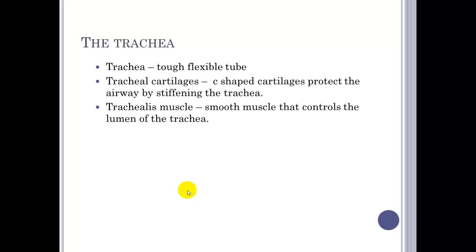The trachea, a tough, flexible tube. Tracheal cartilages are C-shaped. Actually, there is some smooth muscle to the back. This would be the front, and this would be the back. We'll show you a picture of these here in just a second.